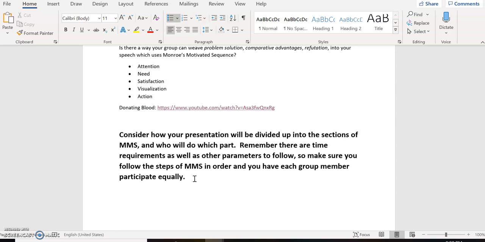So consider how your presentation will be divided up into the sections of this MMS, Monroe's motivated sequence, and who will do which part. Remember, there are time requirements as well as other parameters to follow, specifically, for example, the digital video. So make sure that you follow these steps of Monroe's motivated sequence in order and that you have each group member participate equally. That's incredibly crucial for this assignment.